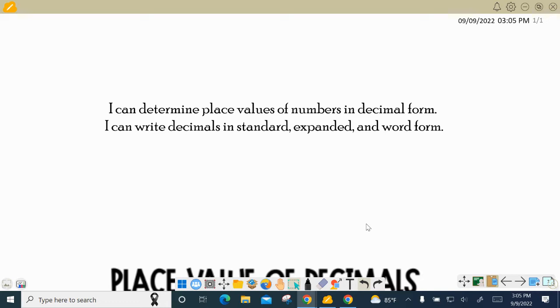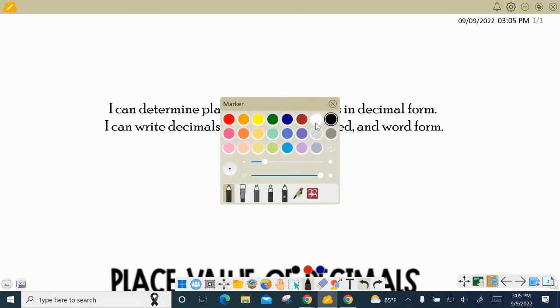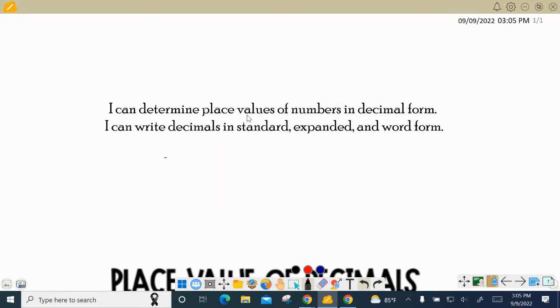So our I can statements for the day, we have two of them. I can determine place value of numbers in decimal form. This will start to sound a little bit familiar as you talked about it a little bit in fourth grade. Next, we're going to write decimals in standard, expanded, and word form. Those should sound very familiar because you know what standard, expanded, and word form is. Let's go ahead and just remember.